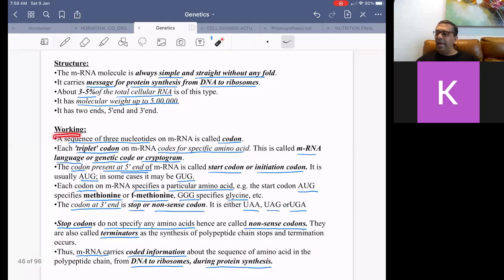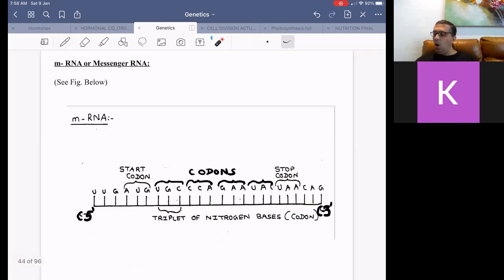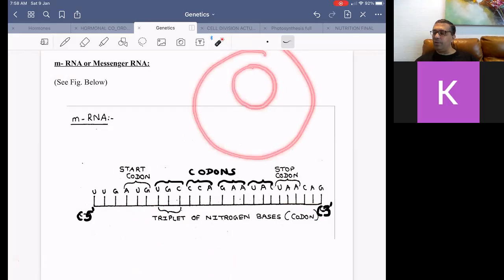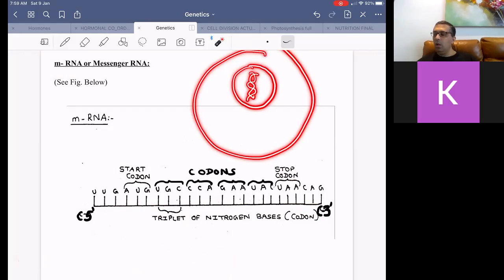Let's see this now. Working: a sequence of 3 nucleotides on the mRNA is called a codon. Each triplet code on the mRNA codes for a specific amino acid. Each codon, now check this here, will attract a specific amino acid. So now let's do this very carefully. What happens in your cell? Listen carefully. In the cell there is a nucleus, and inside the nucleus is the DNA.